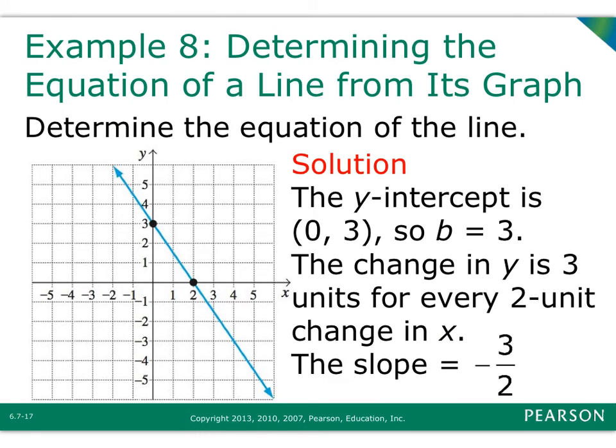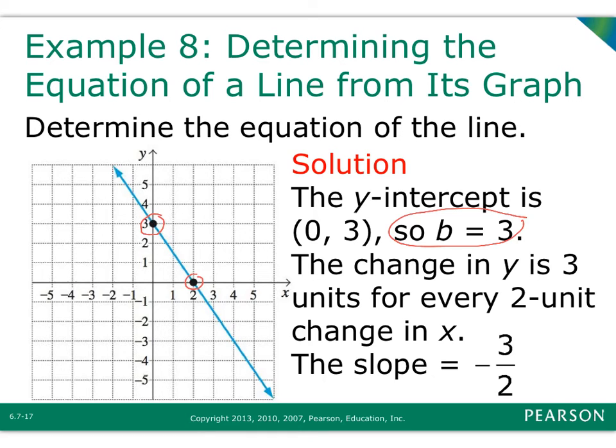Now we're determining the equation of a line from its graph. We determine the equation of the line. So here we have two intercepts. One is the y-intercept, which is at 0, 3. So b is equal to 3. That's certain. Now we look at the x-intercept. It's at 2, 0.